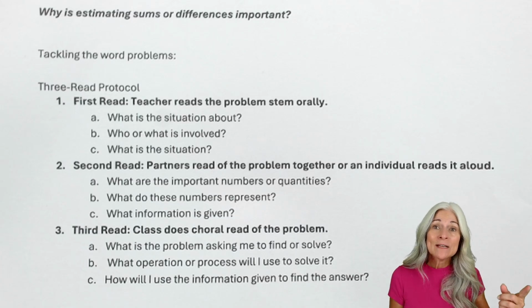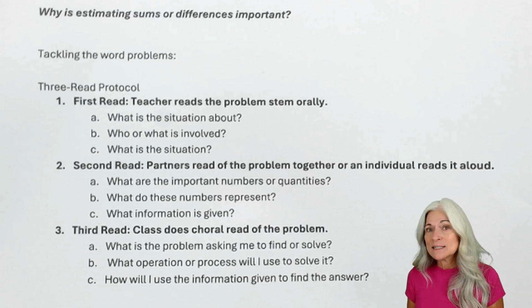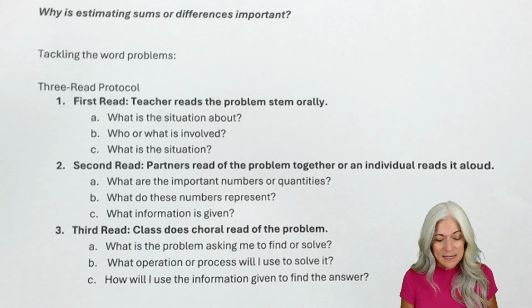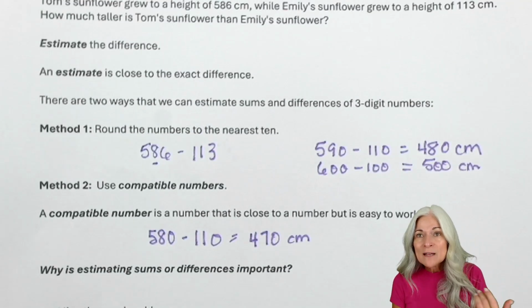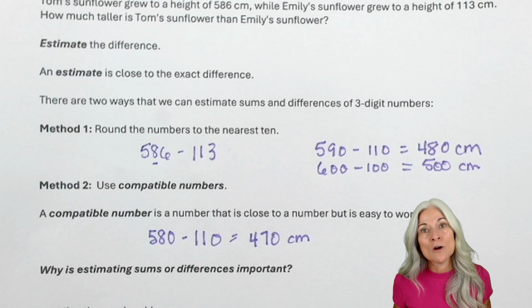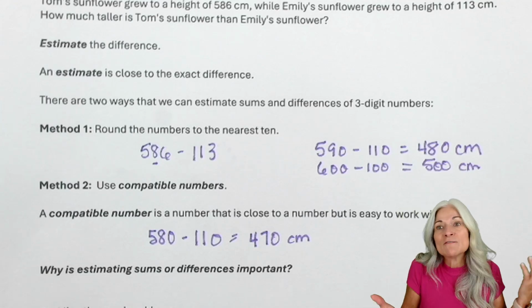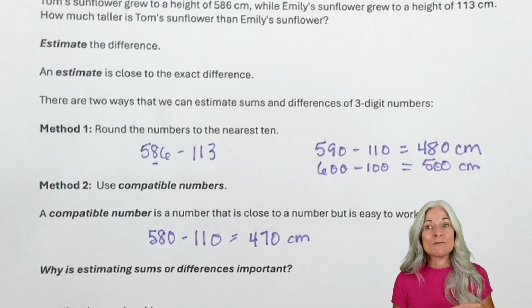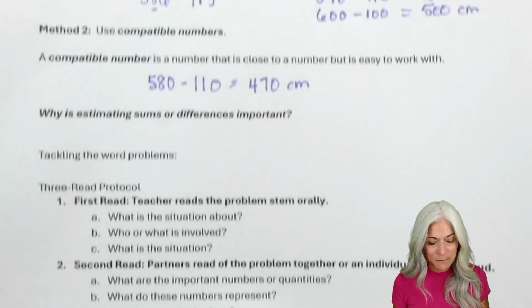Then you ask the question, what's the situation about? Who or what is involved? What is the situation? In the one up here, it's about Tom and Emily. It's about their sunflowers. It's about how tall their sunflowers are. It's about Tom's sunflower being taller than Emily's sunflower. Just having them talk about what the problem is about.